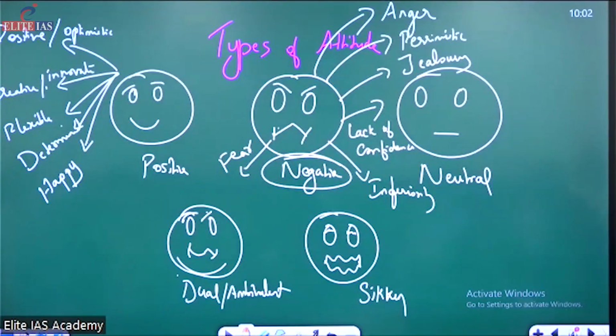Excuse me, ma'am. Can you read out the left side, please? That is not visible clearly. This one. Yes, ma'am. Positive, optimistic, creative, innovative, flexible, determined, happy, confident, like that. You can add some values. Yes. What is your question?